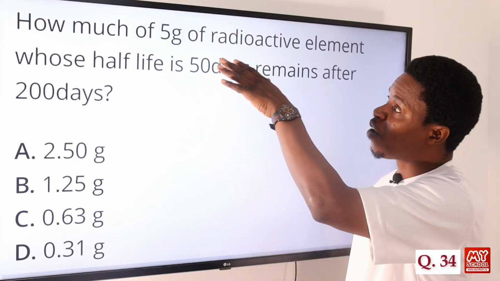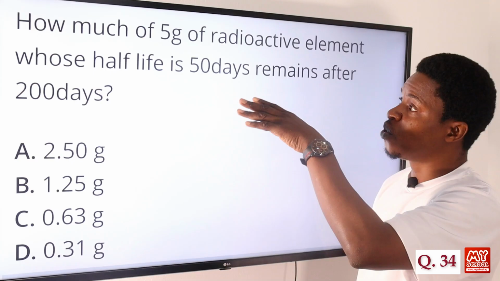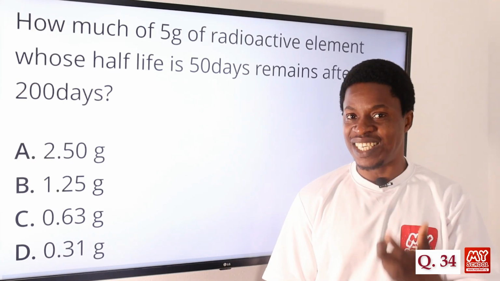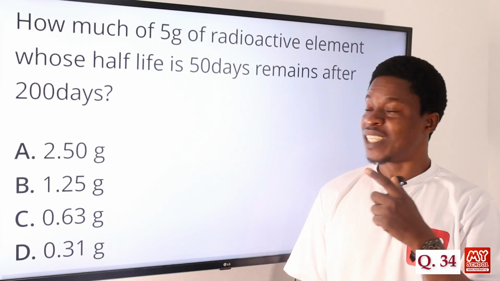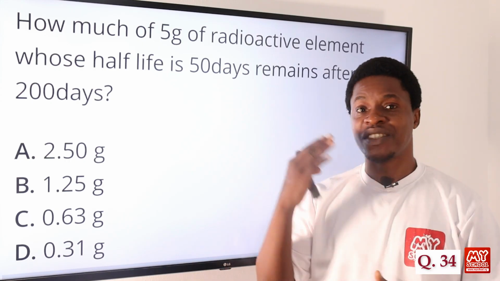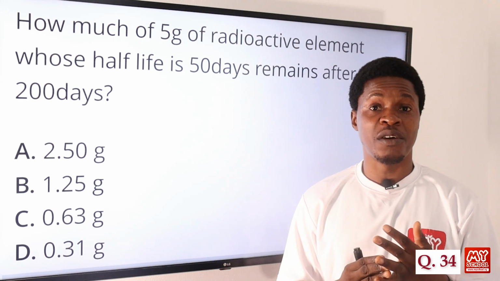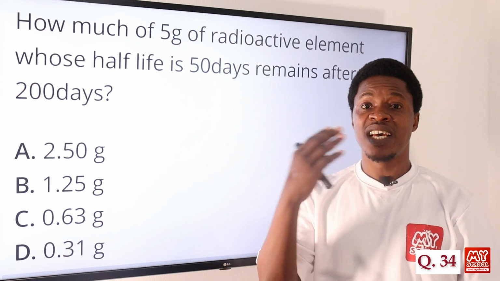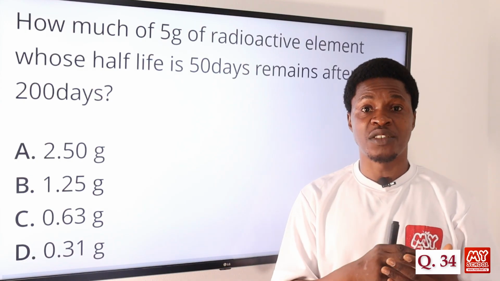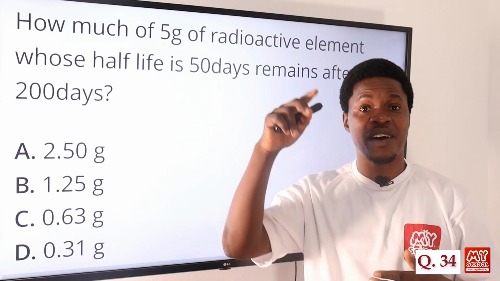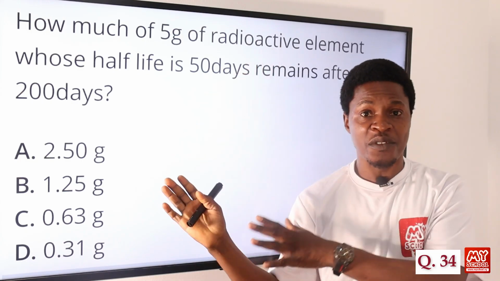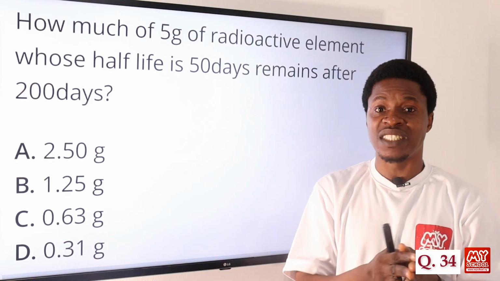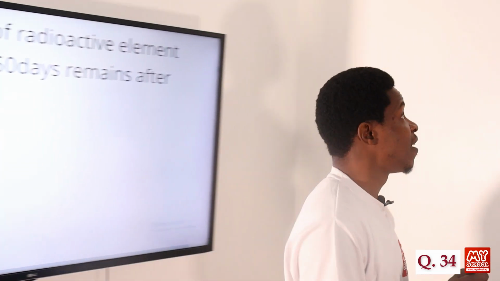Okay, so how much of 5 grams of radioactive element whose half-life is 50 days remains after 200 days? There are different methods you can use in solving this. Even if you check it in your physics, you will still see this kind of question. Some will use N subscript t equals N naught, then you have lambda and all of those. But there's an easier approach we can use. Let's move on to the board now so that we see.